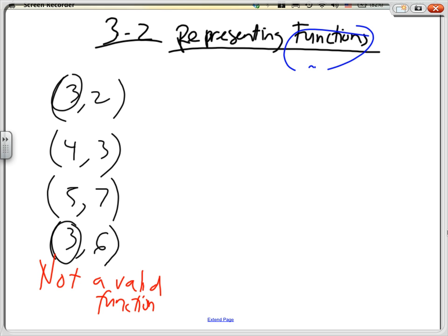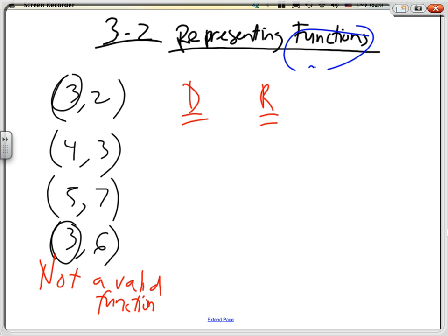Another way to validate a function is by using a mapping diagram. So let's do a mapping diagram quickly here. Yesterday, I taught you that to do a mapping diagram, you have to do what first? Do columns, right? Domain and range. So here's my domain, and here's my range.